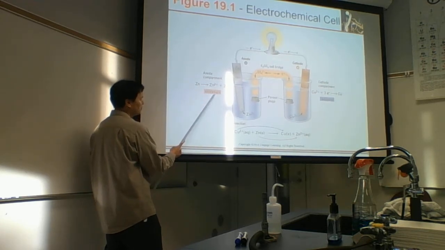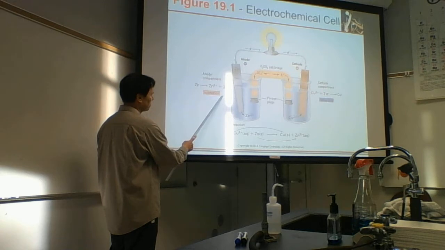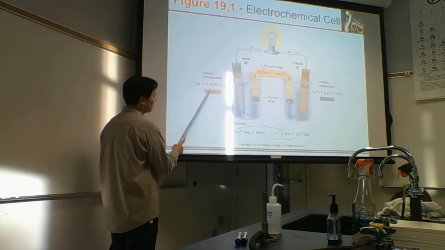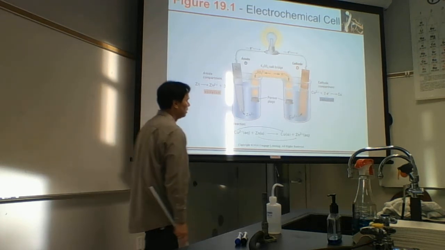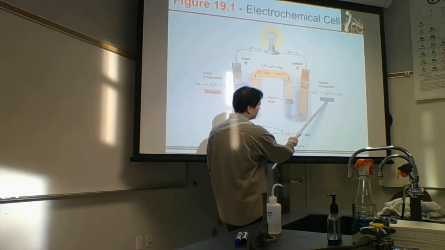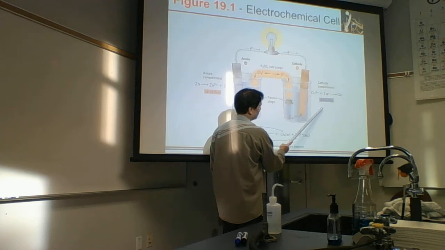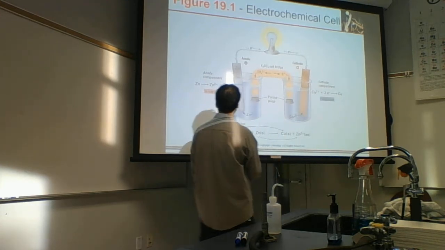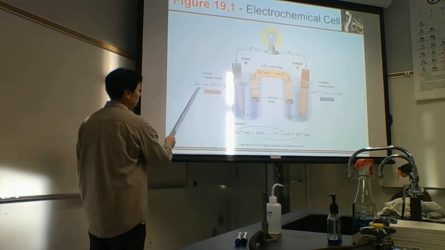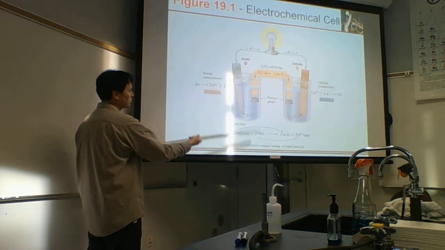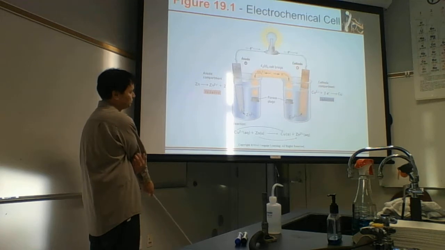And so one way to keep that in mind is this, OIL RIG. OIL stands for oxidation is loss, oxidation is loss of electrons. And RIG stands for reduction is gain, reduction is gain of electrons. And so copper 2 is gaining, zinc is losing. Zinc loses, therefore it's oxidized. Copper 2 gains, therefore it's reduced.